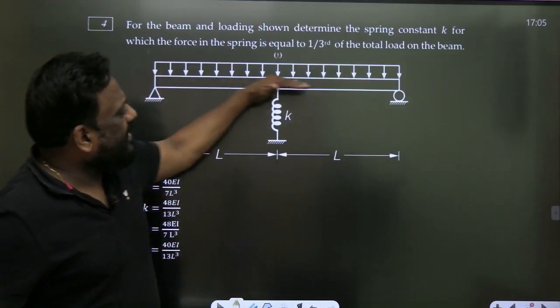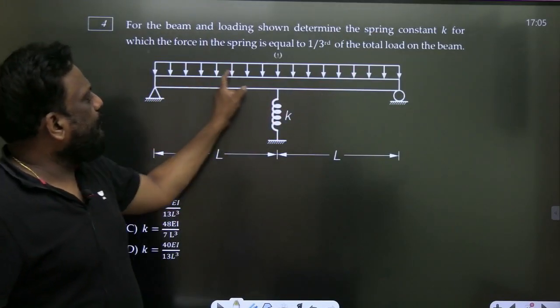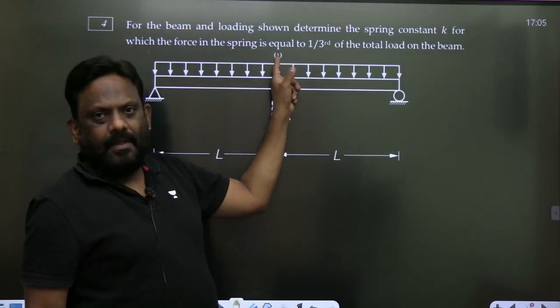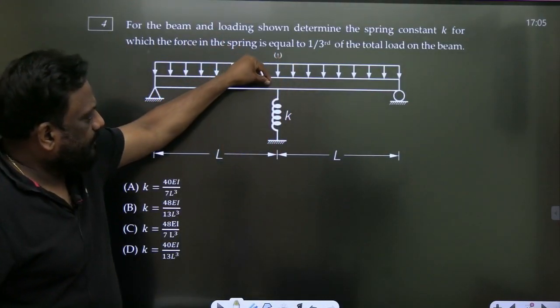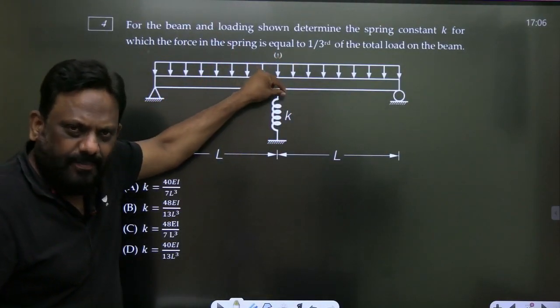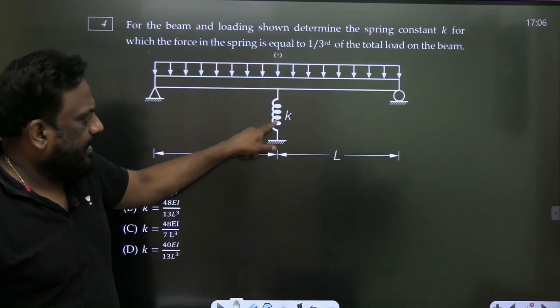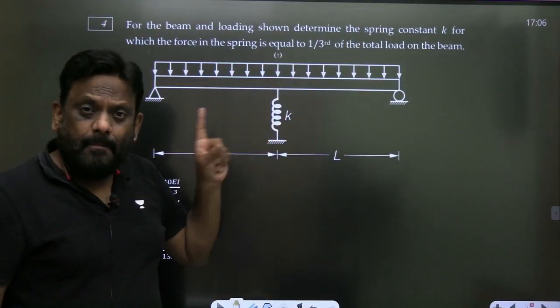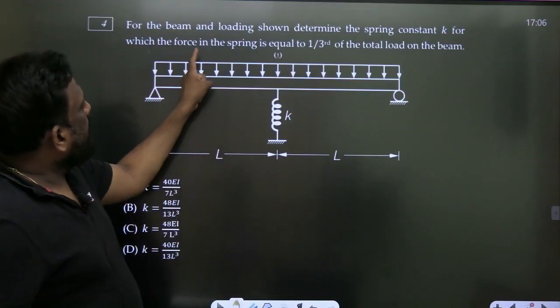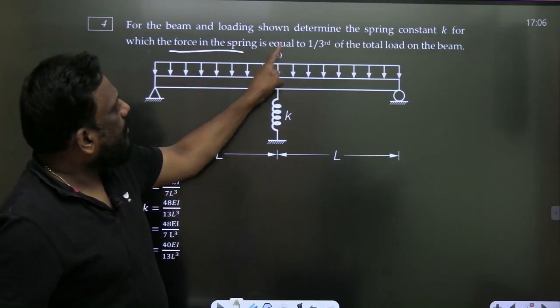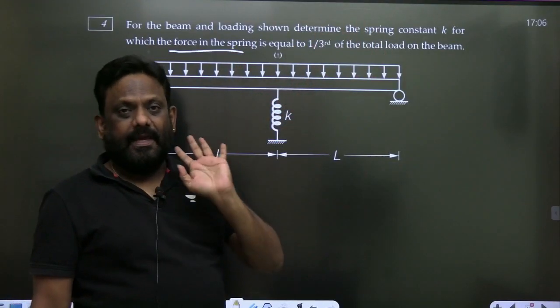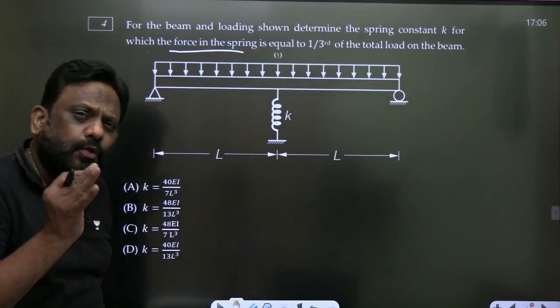There is a simply supported beam with a uniformly distributed load of W. And at the midspan, at the middle center of the beam, there is a spring support whose spring constant is K. But clearly he gave in the problem, the spring force is 1/3 of the total load. एक बार देखेंगे सर. What is the total load?